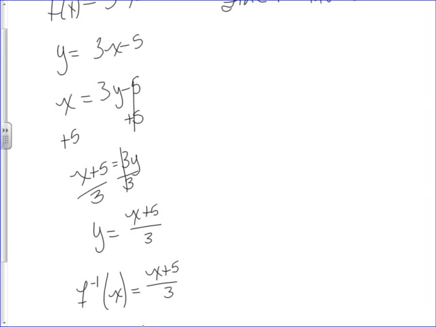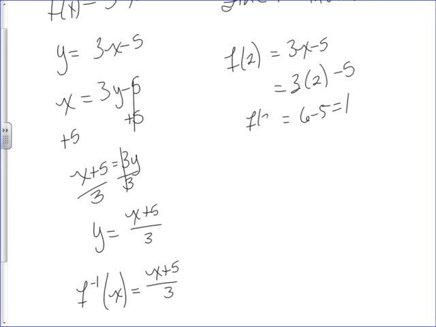Now, there are 2 ways to check to make sure you did this correctly. The first way is to go to your original equation, in our case f of x equals 3x minus 5, and evaluate it at a number. Let's pick 2. So we have 3 times 2 minus 5, which is 6 minus 5, which is 1. So f of 2 equals 1. So your x was 2 and your y equals 1. Now flip these around. Make your x equal 1 and your y equal 2.